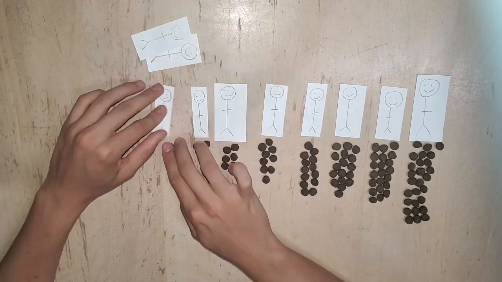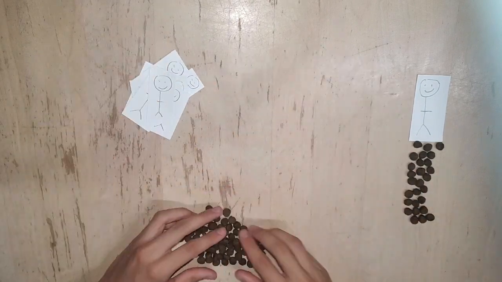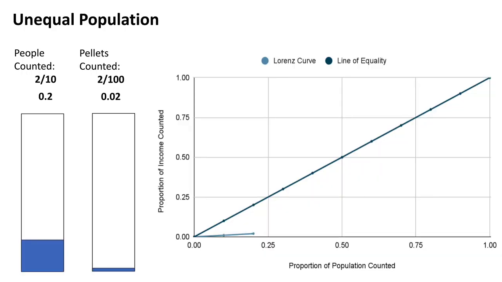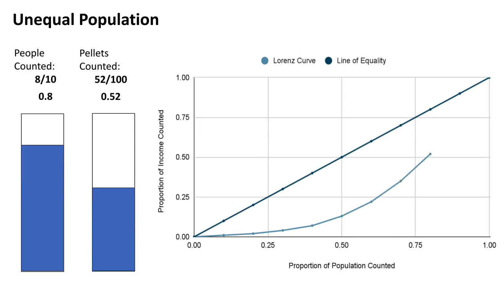Now it gets interesting. When I run the same process for our unequal population, you begin to see the income counted pile lag behind the people counted one. In this example population, for instance, you can see that when I've counted half the people, I've only counted 13% of the income. That's a huge gap.